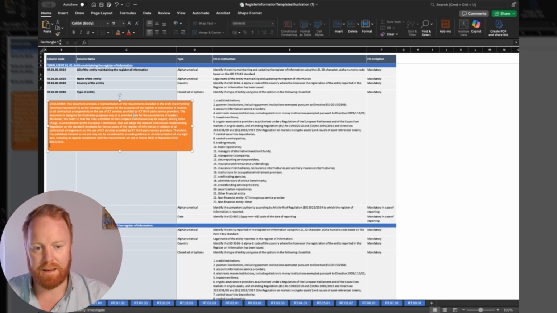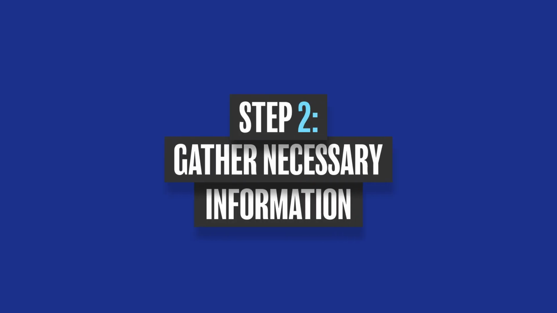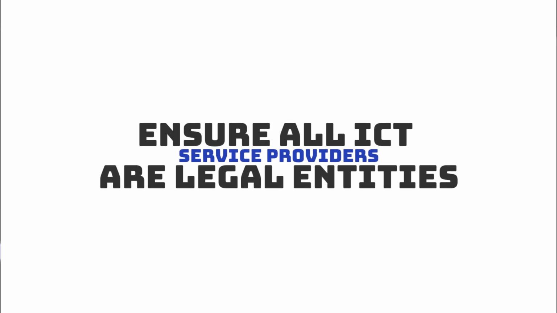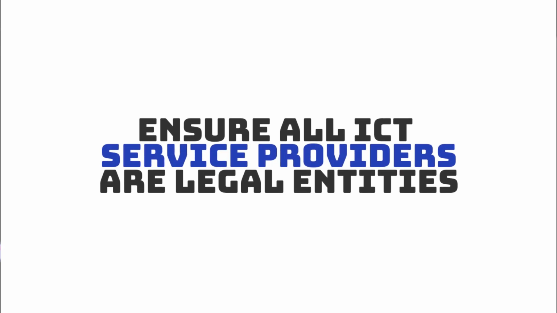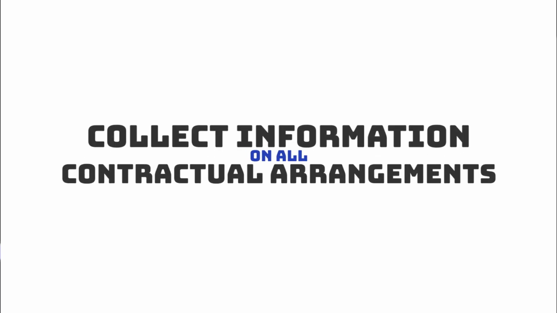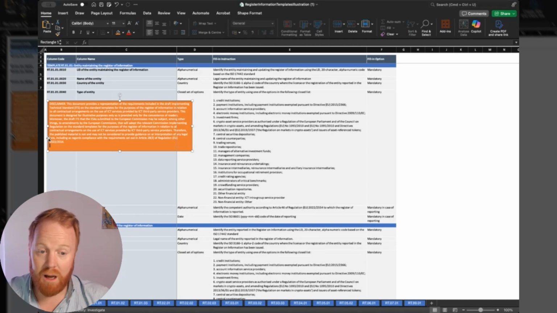We've got it. Okay. Step two, gather necessary information. You need a legal entity identifier, LEI. Ensure all ICT third-party service providers are legal persons and have a LEI. Then you need to take all contractual arrangement details, collect the information on all contractual arrangements, including contractual arrangement reference number, the type of contractual arrangement.